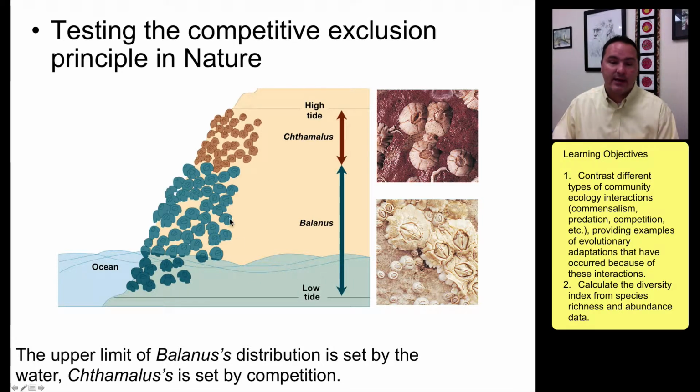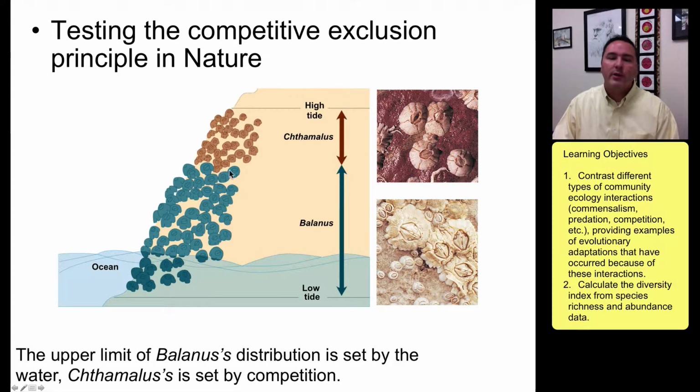This has actually been looked at in nature as well. In this example, these are barnacles that are attached to these rocks. Tmolus happens to live higher up, going up to high tide, and Balanus lives from low tide up to a certain point, about 3/4 of the way up. But there's this nice little division here.